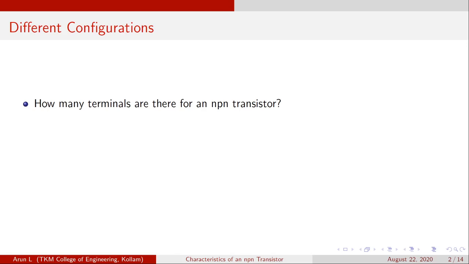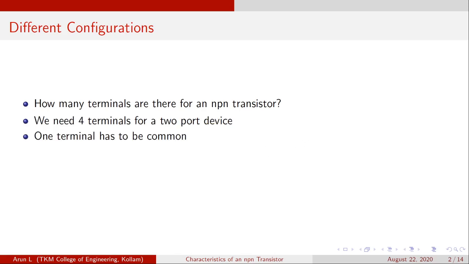The word port means a pair of terminals. If I have an input port and an output port, then I need four terminals in total. But the transistor has only three terminals, so one terminal has to be made common to both input as well as output. So there are three possibilities. One is common base, then common emitter, and common collector.